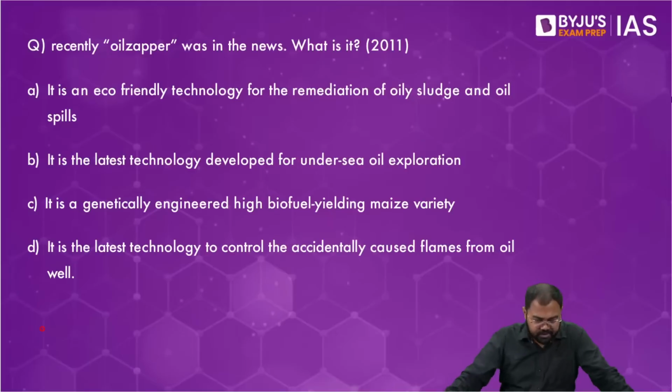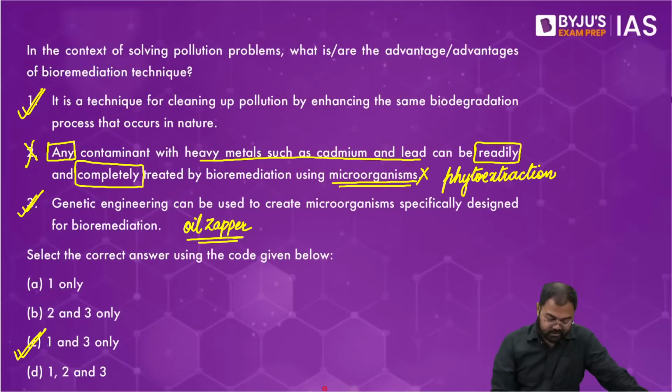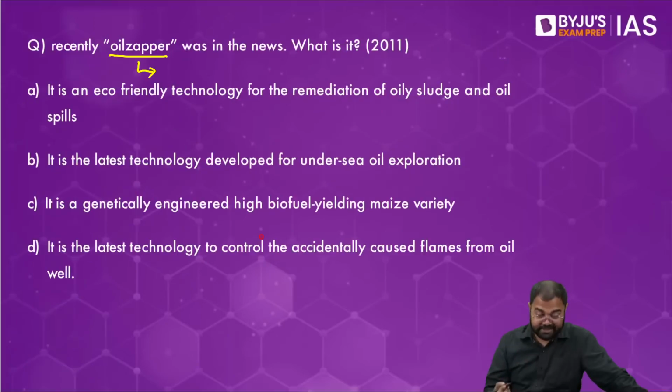Another question, a very simple one. Here I need much more number of. You've read it? Yes. The oil zapper was in the news. What is it? First statement says it is an eco-friendly technique for remediation of oily sludge and oil spills. Precisely what we just discussed. That oil zapper is a formulation of 5 different bacteria used against oil spills.